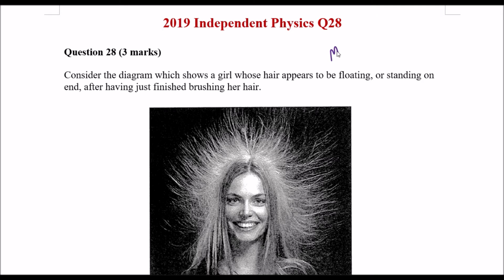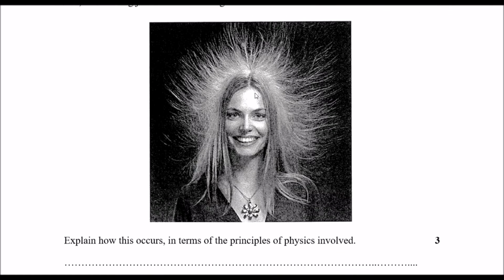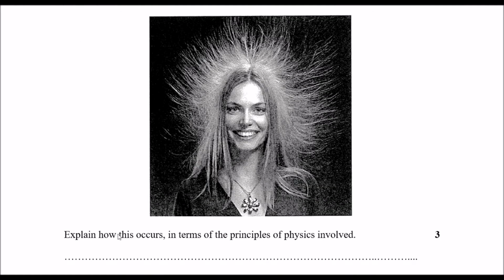Today we'll be covering a question from Module 4, Inquiry Question 1. This is from the 2019 Independent Physics paper, Question 28. Let's explain the exam. Consider the diagram which shows a girl whose hair appears to be floating or standing on end after having just finished blowing or brushing her hair. We see this image here. Explain, let's circle in the command term we're looking into, how this occurs in terms of principles of physics involved.